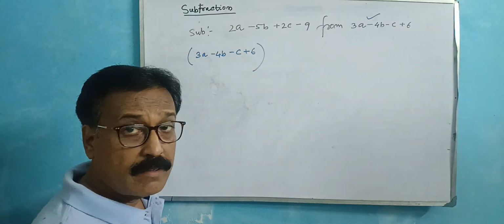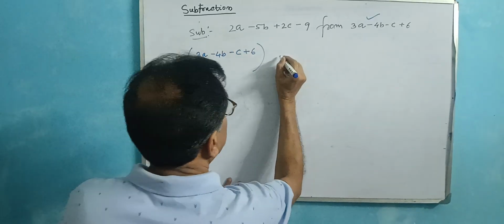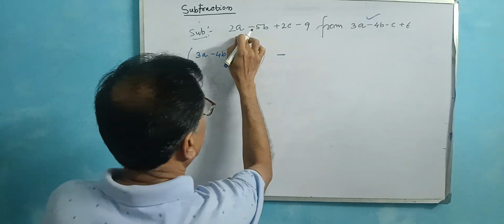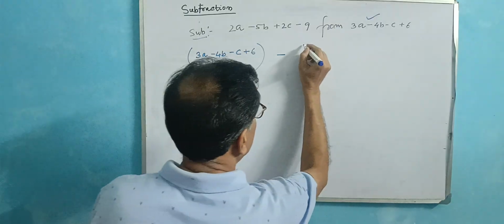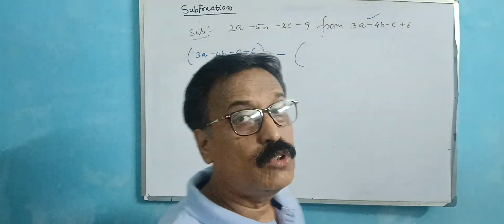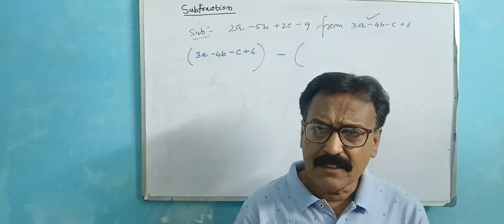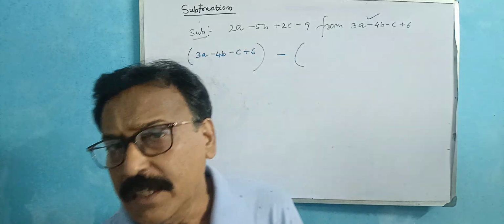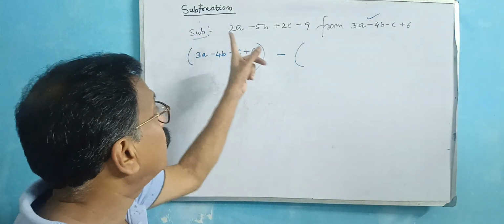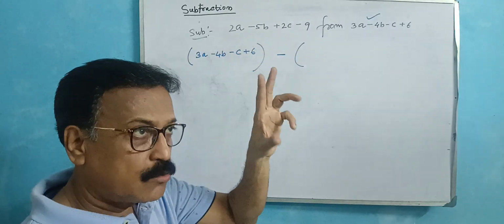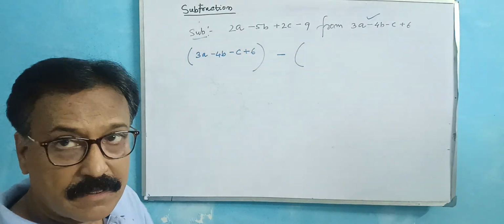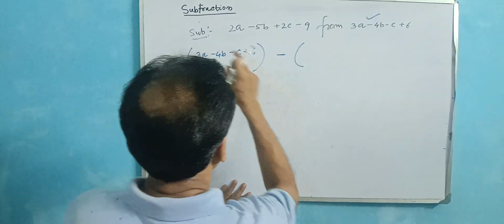Okay, subtraction, so the sign is this subtraction sign, and here there are 1 2 3 4 terms, so always use a bracket. This is very important. In case of a single term, it is not necessary to use a bracket, but in case of 2 terms, 3 terms, 4 terms, use the brackets. That is the very important thing.